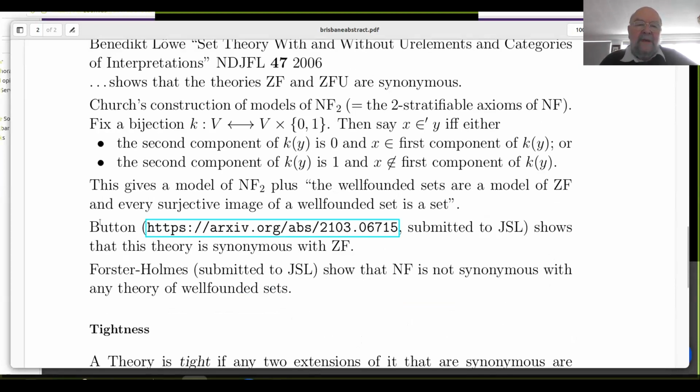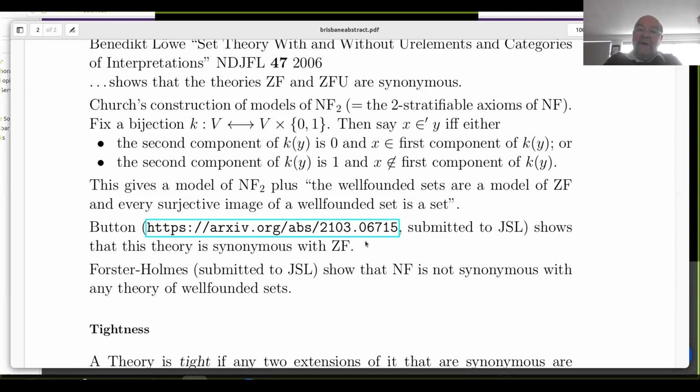Button, as I said, Tim has, I think, proved the synonymy result. He submitted it to the JSL, and they're going over it even as we speak. So Church's set theory is synonymous with ZF. What about NF? Now, Randall and I have recently, and we've sent this off to the JSL, been able to show that New Foundations is not synonymous with any theory of well-founded sets.